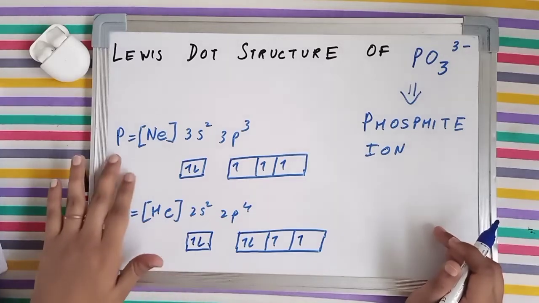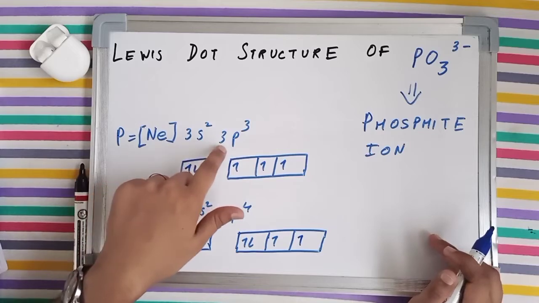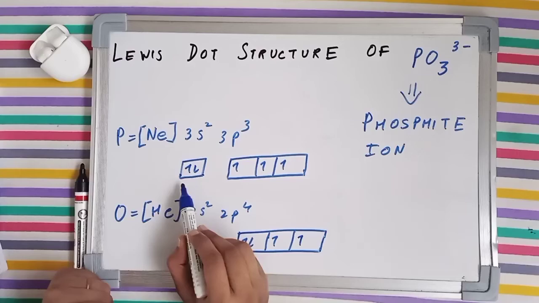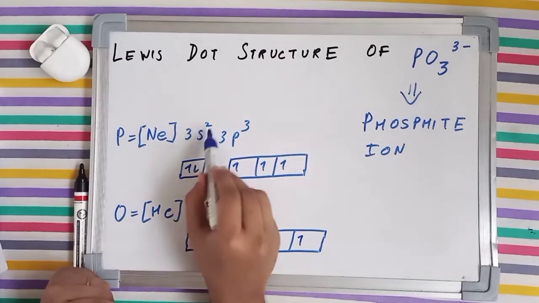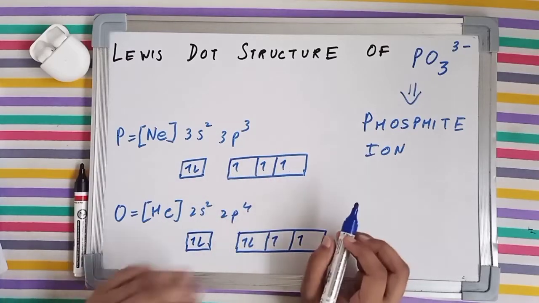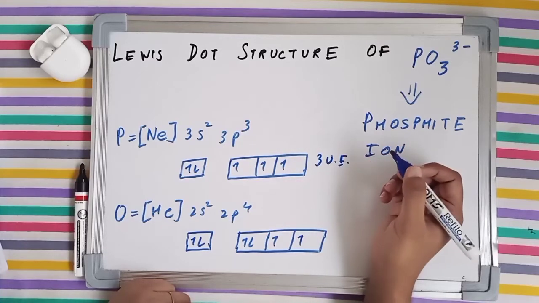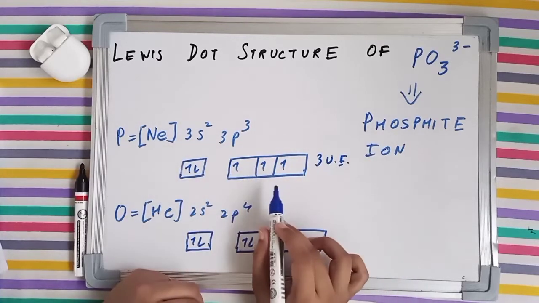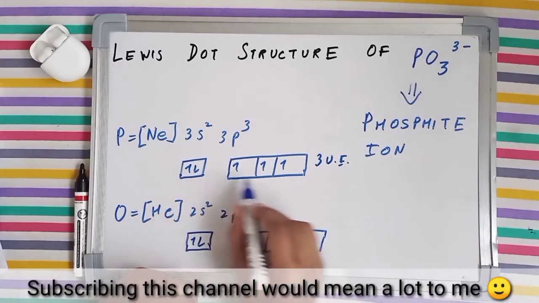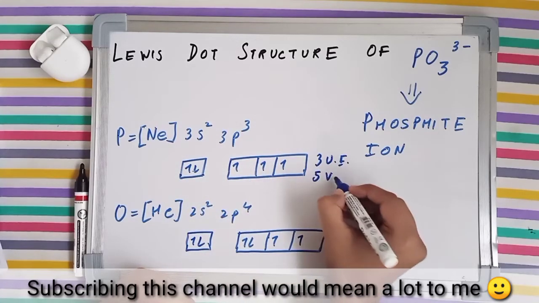Let's count. The electronic configuration of phosphorus is the inert configuration of neon and then 3s2 3p3. I've drawn the orbital diagrams of 3s and 3p. The 3s subshell has 2 electrons, written 3s2, whereas for 3p you've got 3 electrons. So you've got 3 unpaired electrons, which means that phosphorus can make 3 single bonds, 3 covalent bonds.